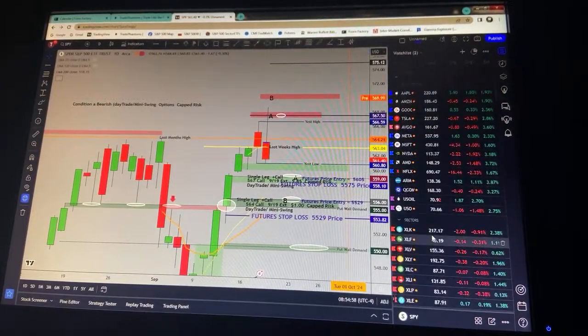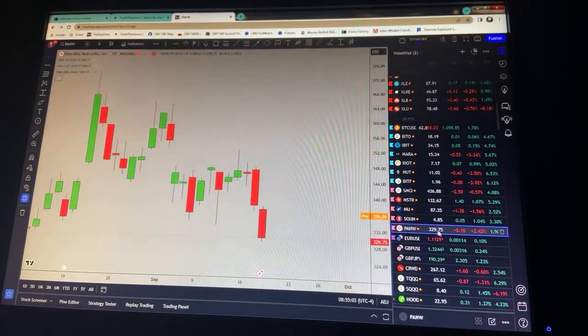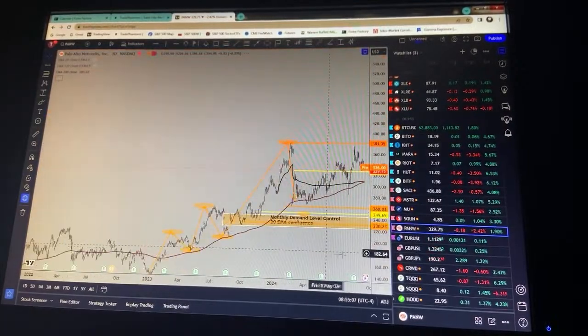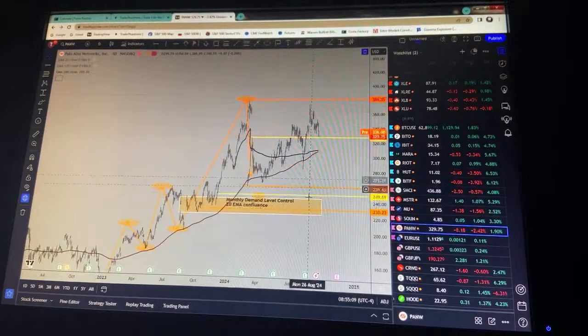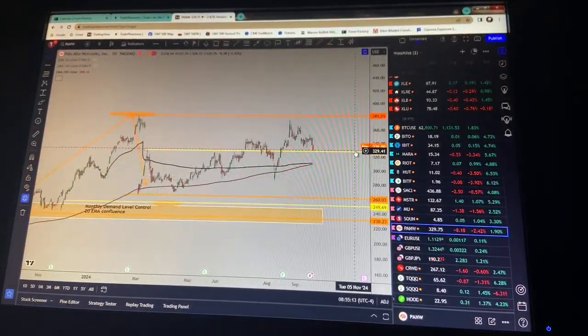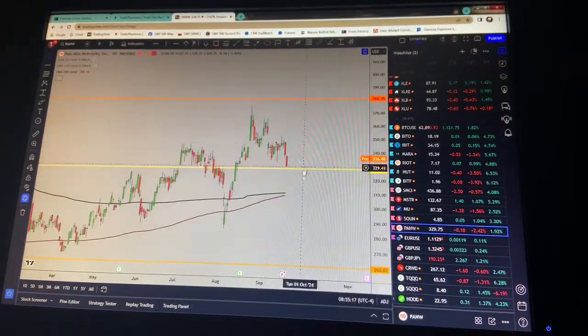PANW. Let's see. I gotta get to the actual process here too. Yeah, PANW is still in a macro uptrend here. Macro uptrend. And let's come into level here. Got yearly view up here.